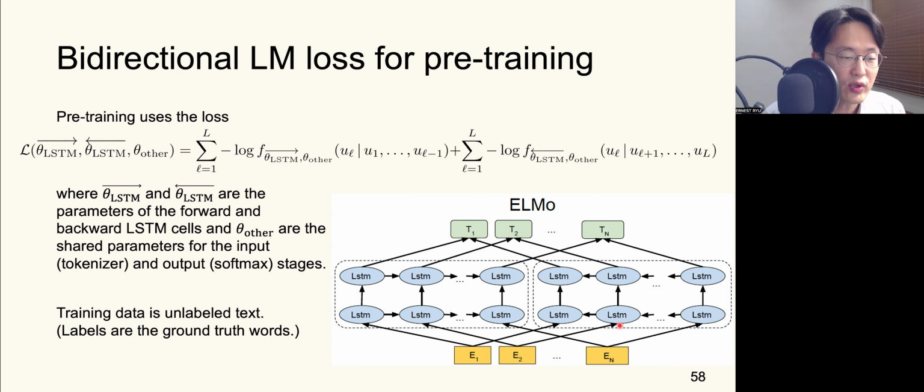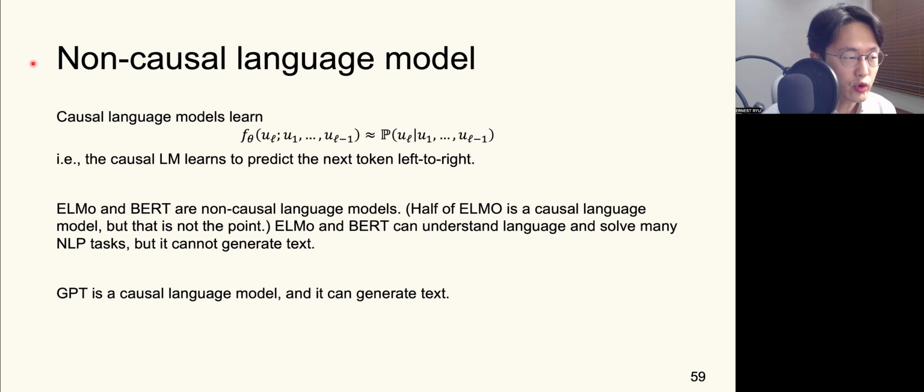And then for the reverse directional RNN, it performs a reverse directional language model. So given the later words, predict the current word. So ELMo is trained with this bidirectional language modeling loss, and that makes it a non-causal language model. A causal language model takes in as input the earlier tokens and predicts the next token. So a causal language model learns to predict the next token from left to right, the usual direction of our language. Whereas ELMo, and soon we'll see BERT as well, are non-causal language models.